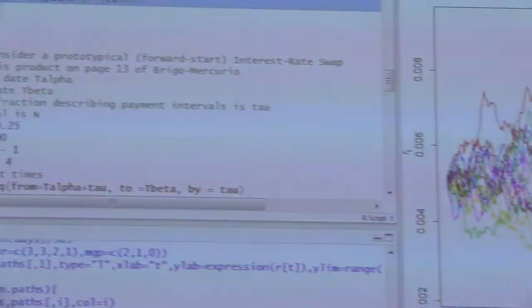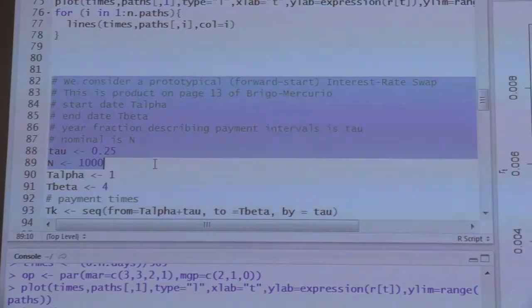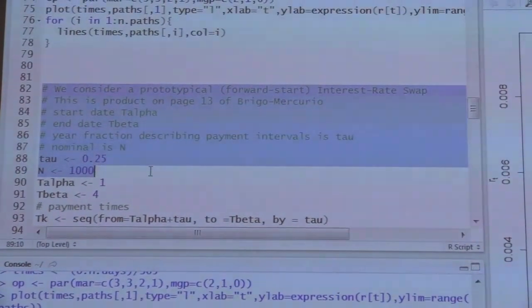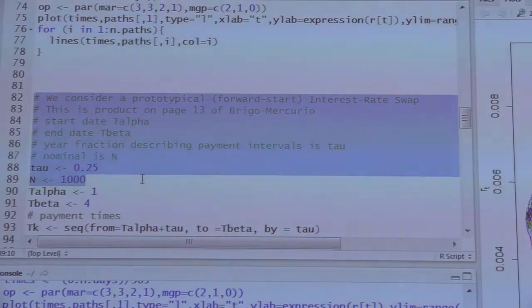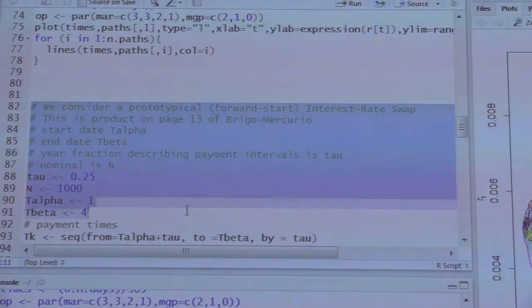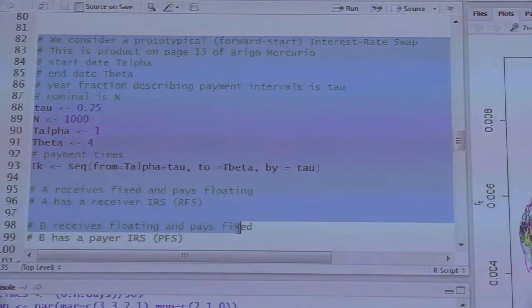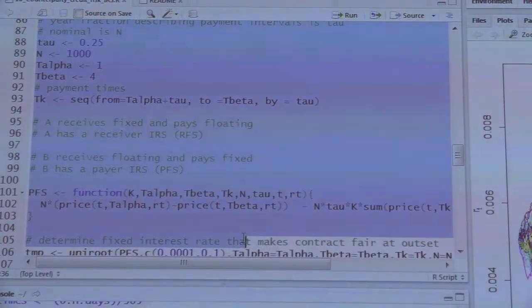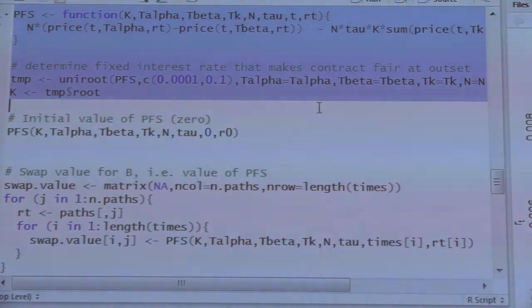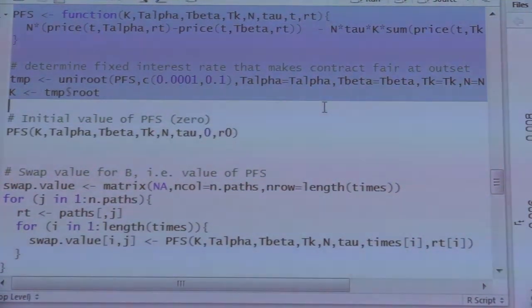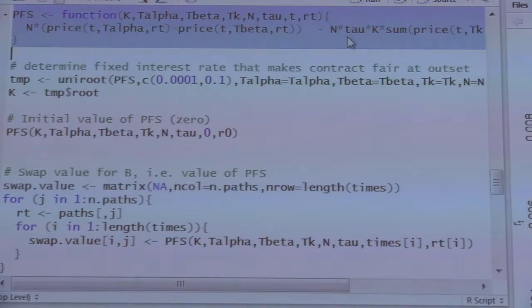Now we consider such an interest rate swap which pays tau equal to 0.25, meaning that we have quarterly exchanges of cash flows. The nominal is, I think, 1,000. And, well, we don't have to go through all of that here. And we can price it if we know the current yield curve. Good. That's the next thing.